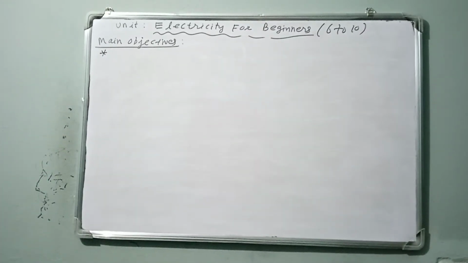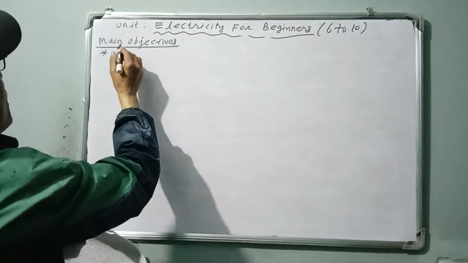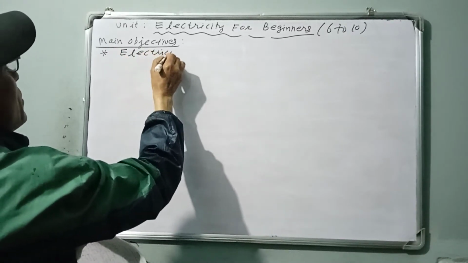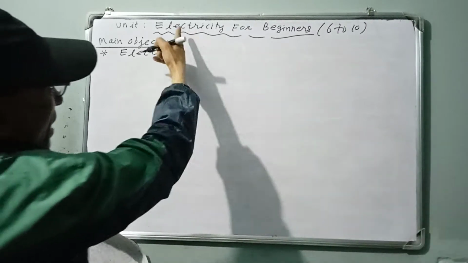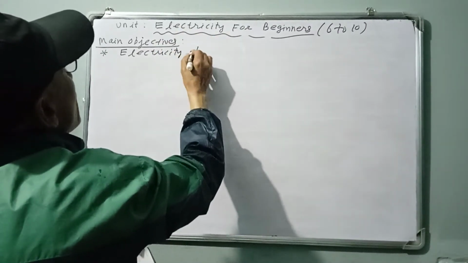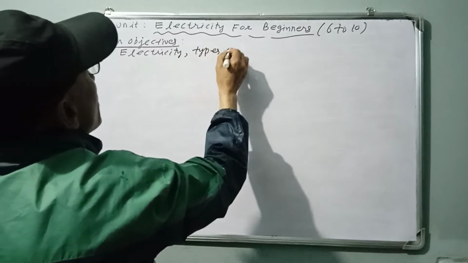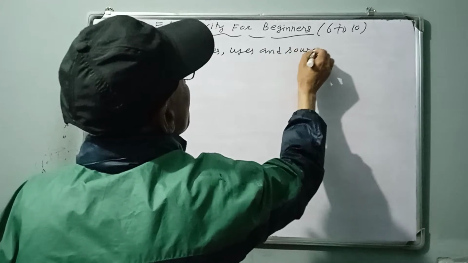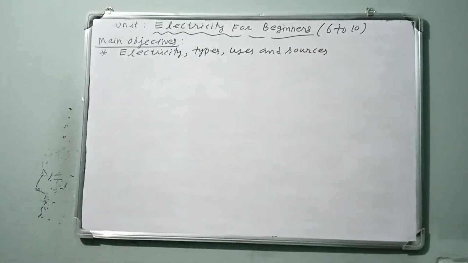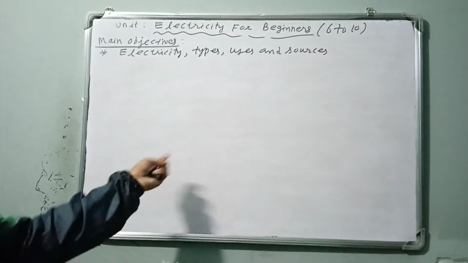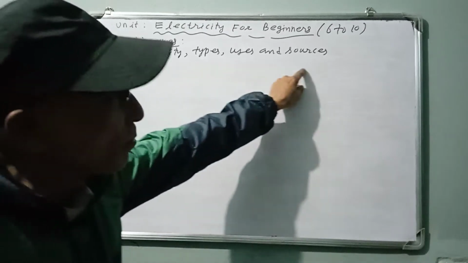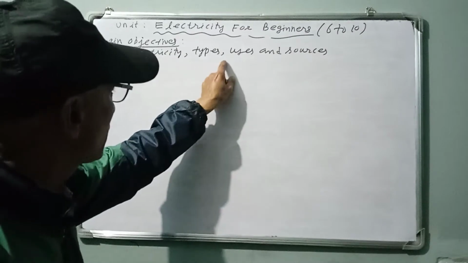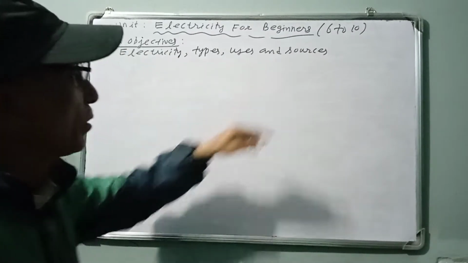Electricity. The first topic is, since the topic implies, electricity types, uses and sources. The lesson has not actually started yet; the lesson starts with electricity types, uses and sources.